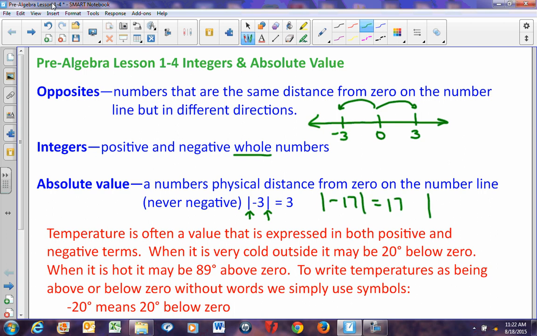What's the absolute value of 3? It is still 3. It's not negative 3. It's not an opposite. It is a number's physical distance from 0, which is always positive.